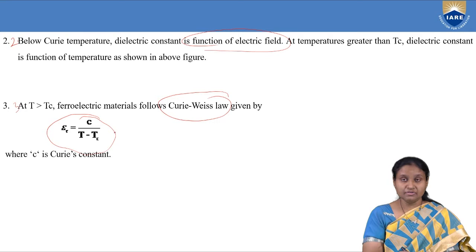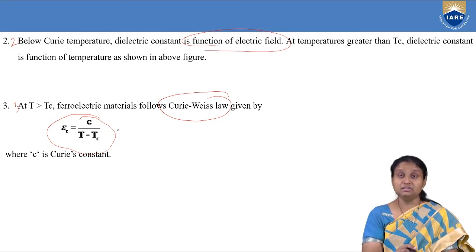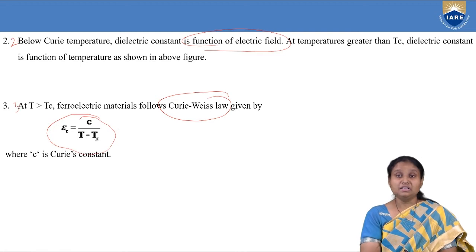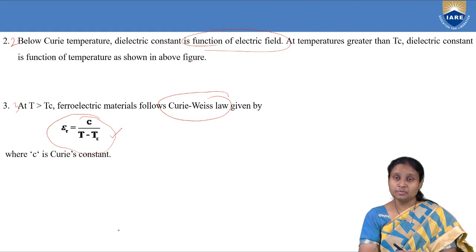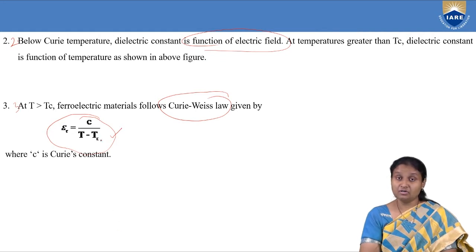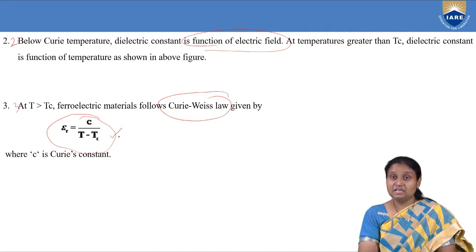And this particular variation of dielectric constant with temperature above Tc, let me tell you one important thing. This equation holds good for ferroelectric materials only at temperatures greater than the Curie temperature. And of course, this variation with temperature is taken as Curie-Weiss law. So it is not just linearly proportional or exponentially proportional, but the variation of dielectric constant with temperature obeys a complicated law, and that law is nothing but Curie-Weiss law.